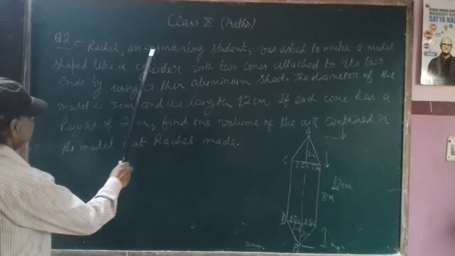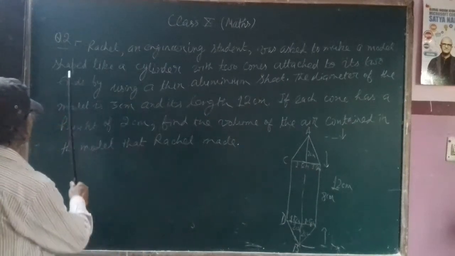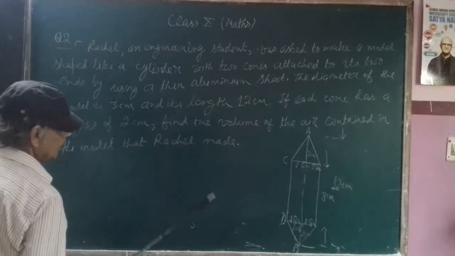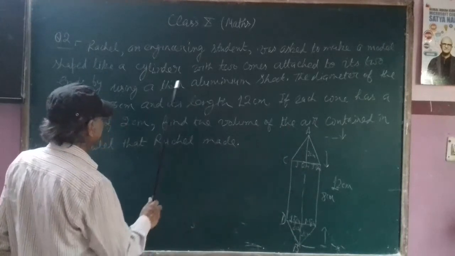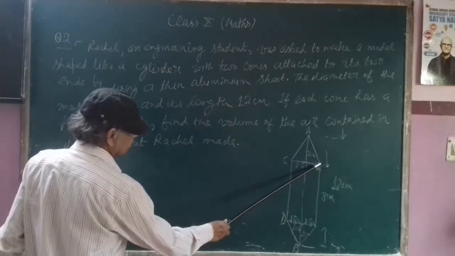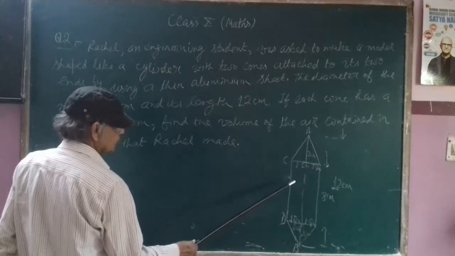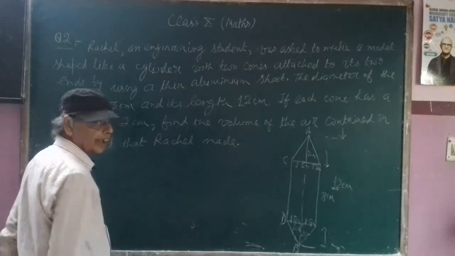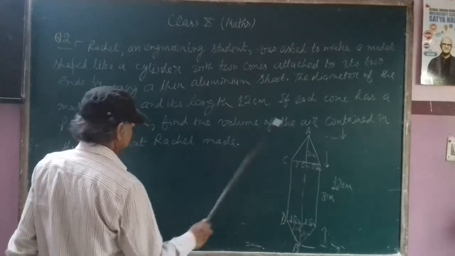Rachel, an engineering student, was asked to make a model shaped like a cylinder. This is the whole model. It is like a cylinder with two cones attached to its ends. These are the ends of the cylinder, this end and this end, at C and D. Two cones are attached to both ends, one at the bottom and one at the top. This is the shape of the model.